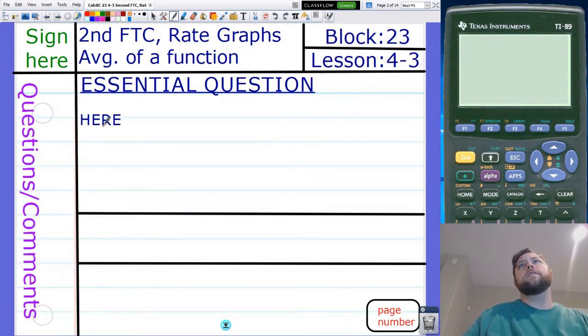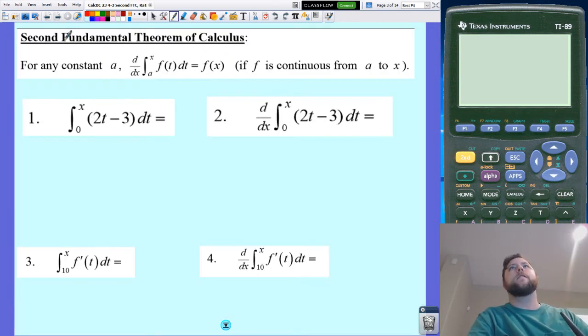Welcome, Calculus BC. This is lesson 4.3, the second fundamental theorem of calculus, rate graph, and average of a function. Let's go. All right, so here's what the second fundamental theorem looks like. It's kind of weird, but kind of easy.